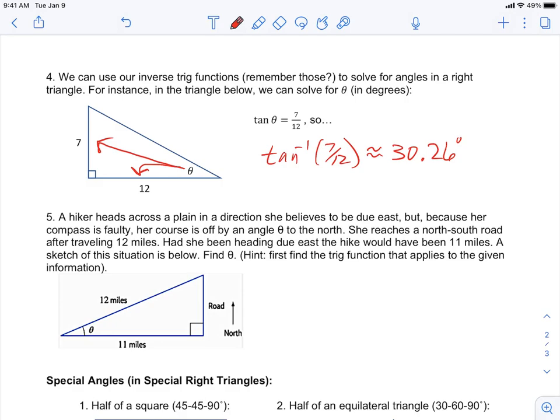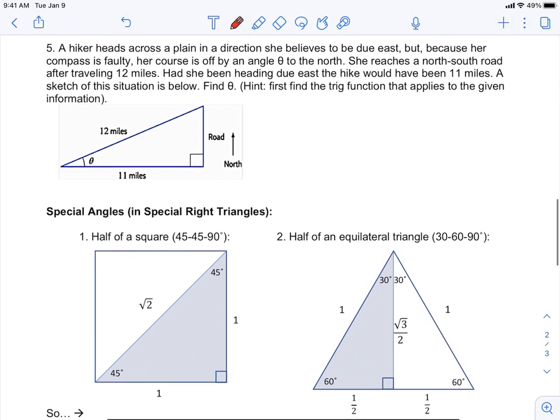One of the things that's cool about triangle trig is it does apply to some story problems, some context problems. As long as you can draw or sketch a right triangle, then trigonometry will be applicable. So in this case, a hiker is heading across a plain in a direction that she thinks is due east, but her compass is off. So she's actually traveling this direction. She thinks she's going due east, but she's actually going a little bit northeast.